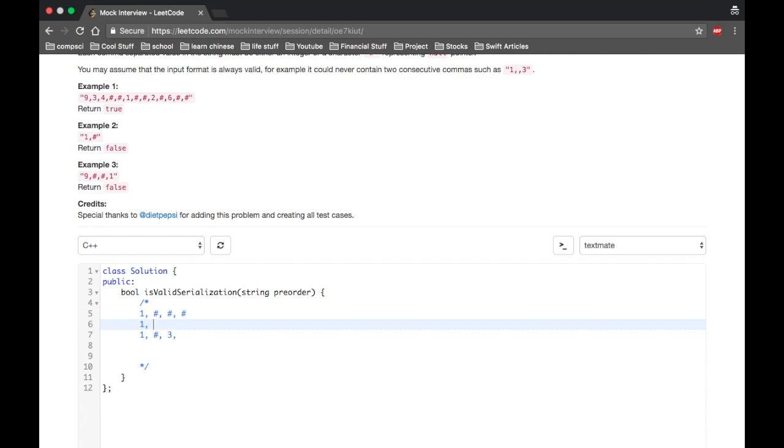A number and then 2 hashes, and then anything, another number too, is also no. Now if it's a number, a hash, and a number, then it resets. Then anything can happen again.